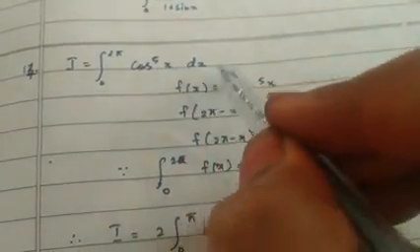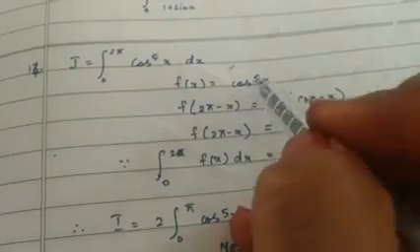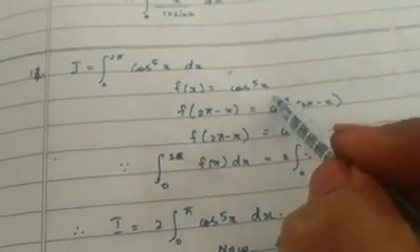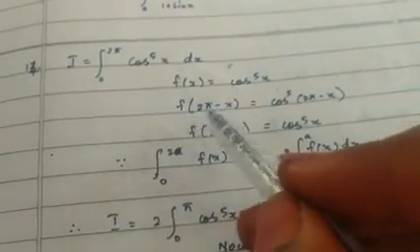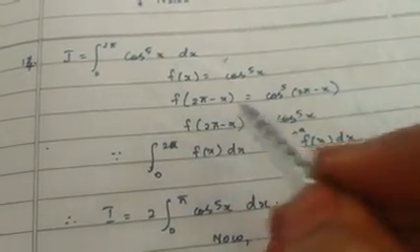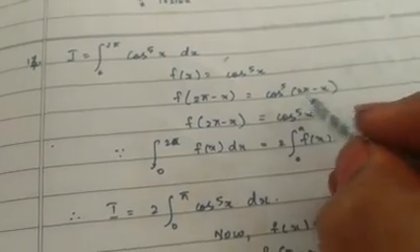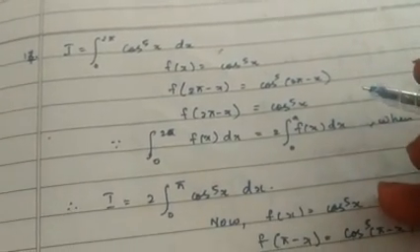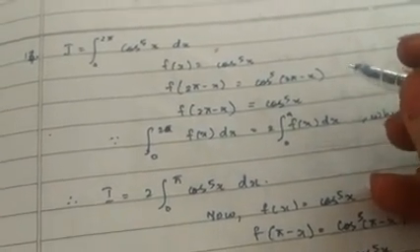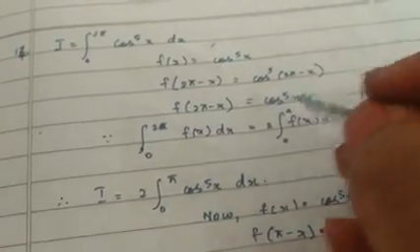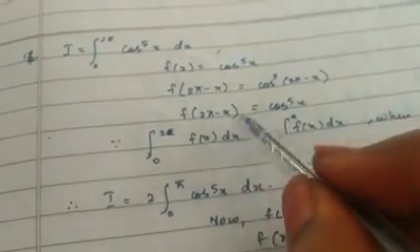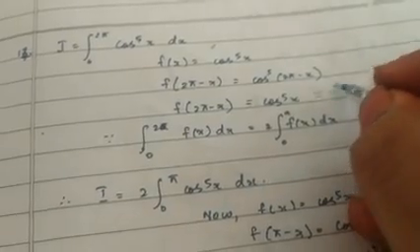Therefore, the question is I equal to the integral from 0 to 2 pi of cos power 5x dx. f of x is nothing but cos power 5x. Now f of 2a minus x, therefore 2 pi minus x: in the place of x we substitute 2 pi minus x, cos power 5 of 2 pi minus x. 2 pi minus x lies in which quadrant? Fourth quadrant. In the fourth quadrant cos is positive. Therefore f of 2 pi minus x is nothing but cos power 5x, which is f of x.